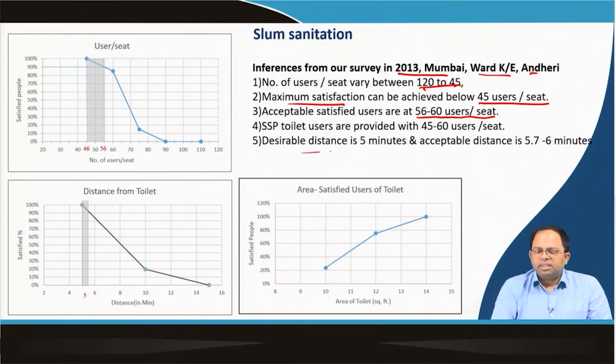The desirable distance is 5 minutes, that means people do not want to walk more than 5 minutes, and the acceptable distance is 5.7 to 6 minutes. So, roughly more or less the same. You can see that based on that we can design the coverage of the toilets. That means within 6 minutes of walking distance we need to construct a community toilet.